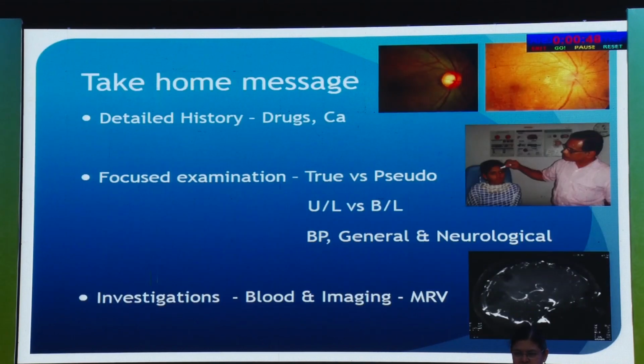So in summary, the take-home message is: do a detailed history, including drugs and history of malignancy, some things we miss in routine ophthalmology cases. Do a focused examination, true versus pseudoedema, unilateral versus bilateral, blood pressure, don't forget general and neurological examination, and do the appropriate investigations, blood and imaging.